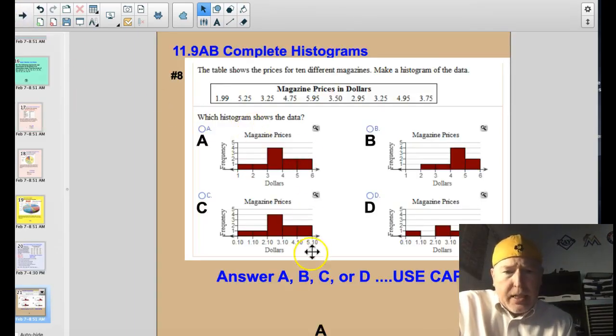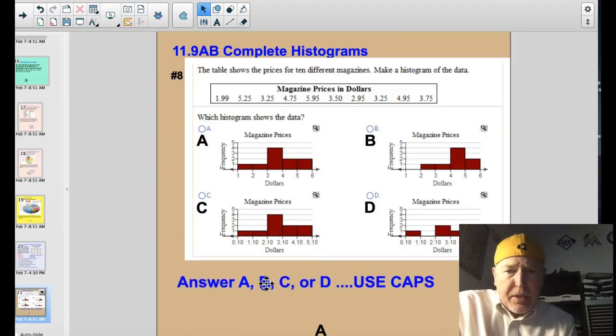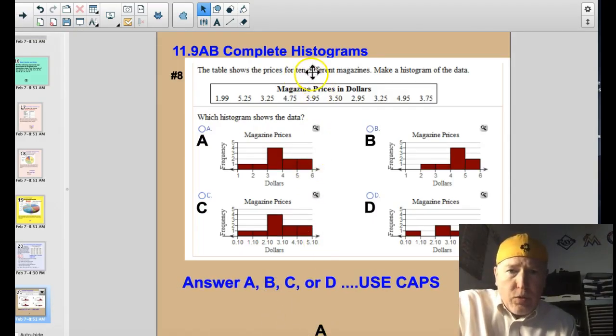Okay, let's see. Answer A, B, C, or D, the complete histograms. The correct answer is which one shows the prices for 10 different magazines. So here are the magazines. Which histogram shows it? Number A shows the correct answer.